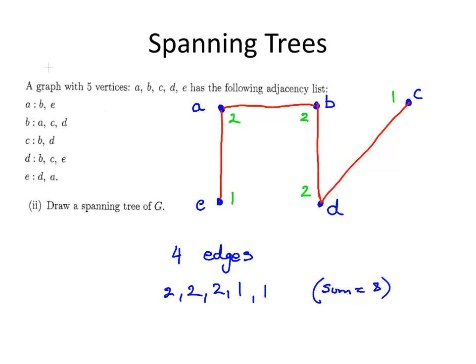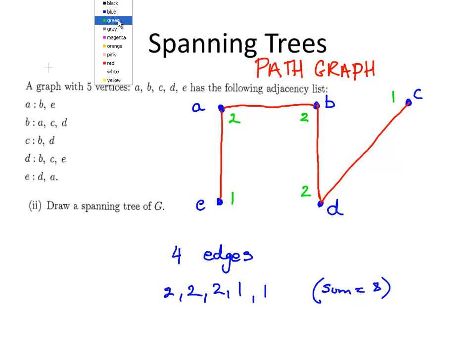This is what we call a path graph. This type of graph here. And path graphs are always isomorphic to each other. So I'm just going to draw a different possible path graph through G.